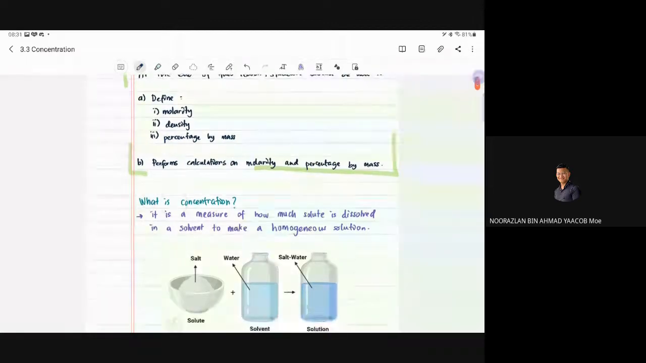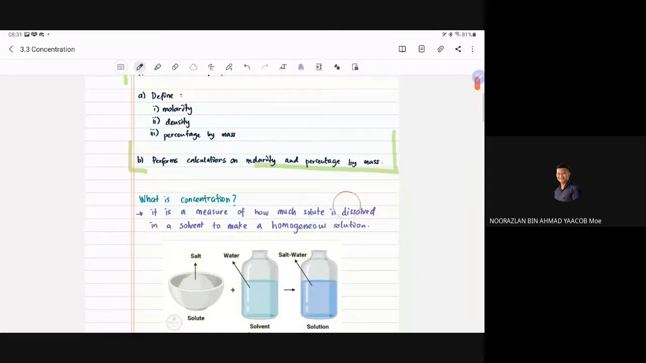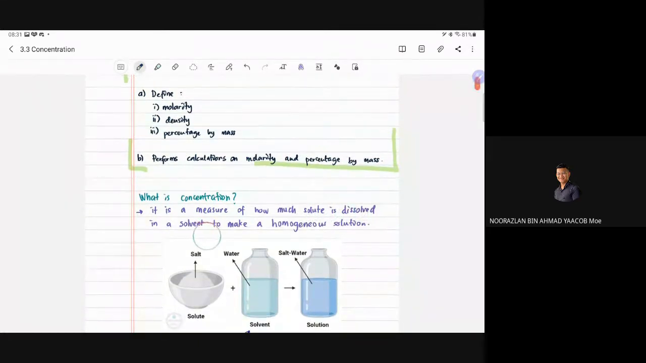Concentration, okay, so what it is a measure of how much solute is dissolved in a solvent to make a homogeneous solution. So concentration itu adalah kepekatan. Okay, so dia adalah kepekatan. Kita tengok macam mana kepekatan tu dikira dengan mengira berapa banyak bahan terlarut di dalam bahan pelarut untuk membuat satu larutan. So solution adalah larutan. Okay.